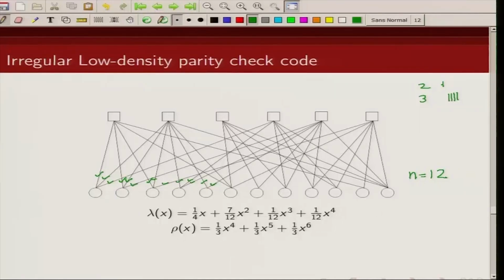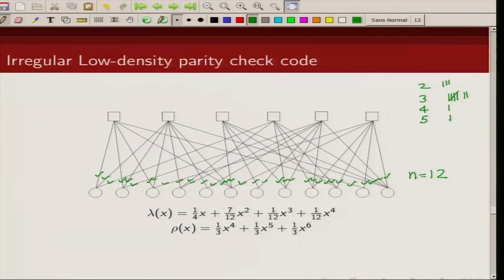What about this? This is participating in 4, 1, 2, 3, 4. So, there is one node which is participating in 4. This is participating in 2, 1, 2. This is participating in 3, 1, 2, 3. So, this is participating in 3, 1, 2, 3. It is participating in 3, 1, 2, 3. It is participating in 2, 1, 2. And this is participating in 1, 2, 3, 4, 5.